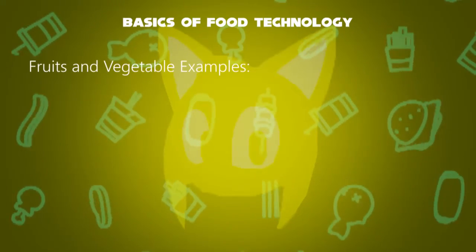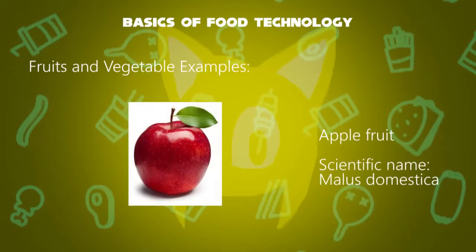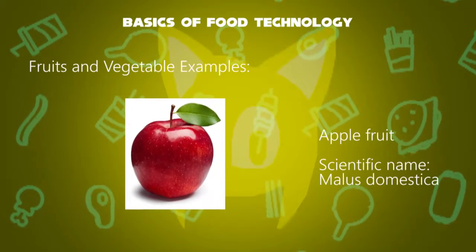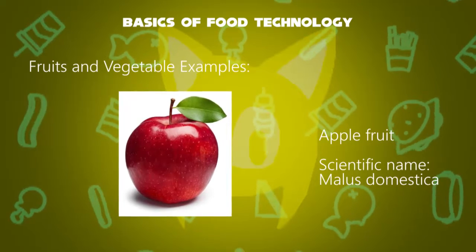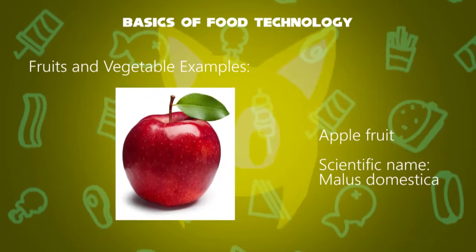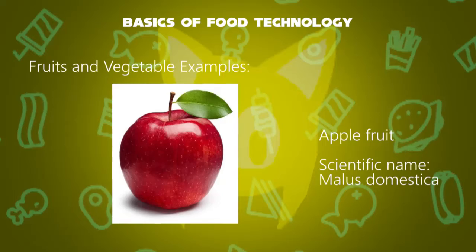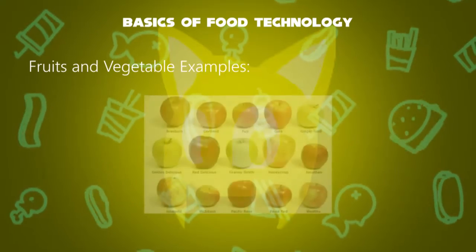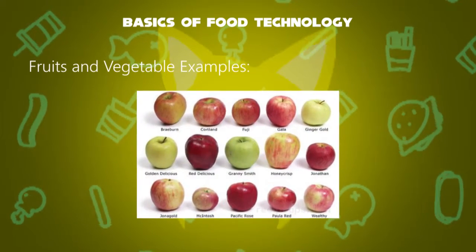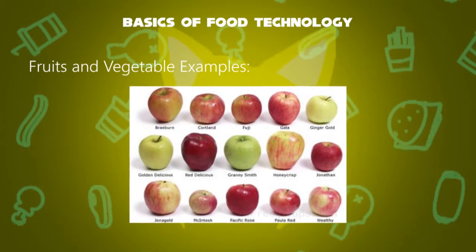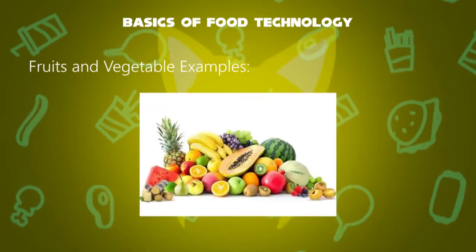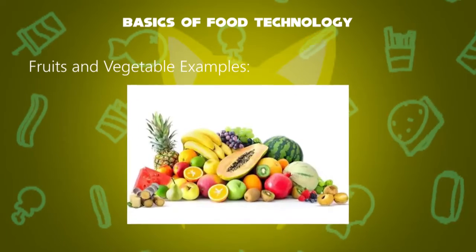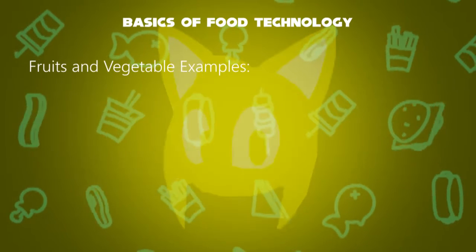Let us consider fruits and vegetables. Let's consider any fruit, like an apple, that gives us a juicy taste. It can have a leaf on top. The scientific name of apple is Malus domestica. There can be lots of variations like Granny Smith, Red Delicious, Cortland, and others. Related to apple, you can find various fruits like orange, pineapple, banana, grapes, and others.